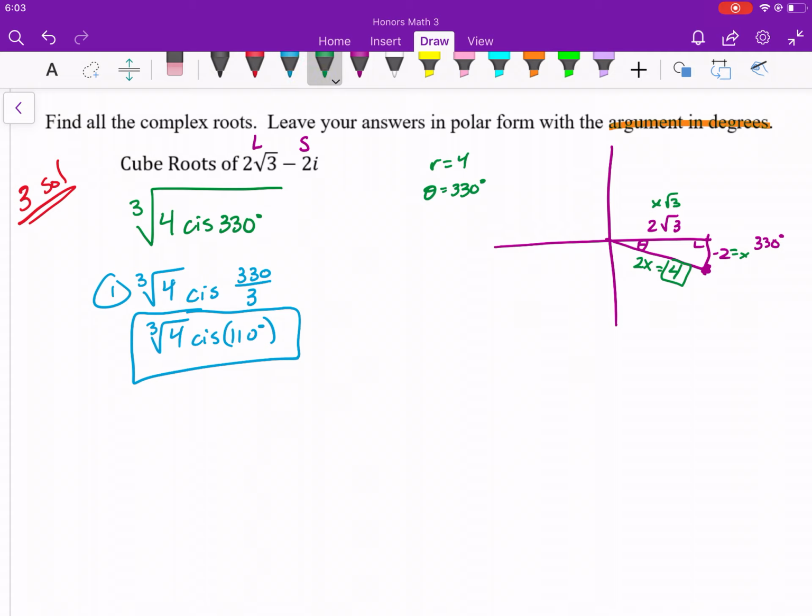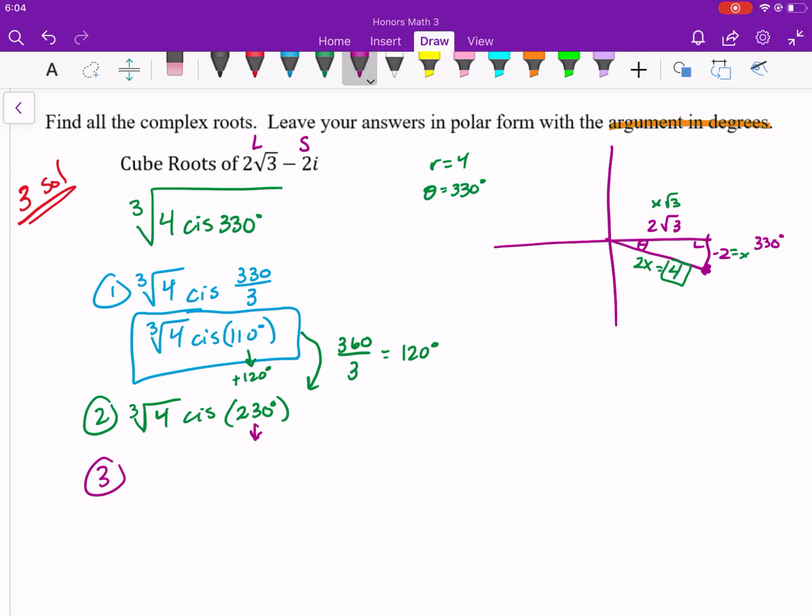So solution number 2, remember all of these are equidistant. There are 3 solutions, so we're going to split our full circle into 3 equal parts, or into 120 degrees. So you're just going to add 120 to that solution. So we got the cube root of 4 cis 230 degrees. Third solution, you're going to add the exact same amount. So we get the cube root of 4 cis 350 degrees.